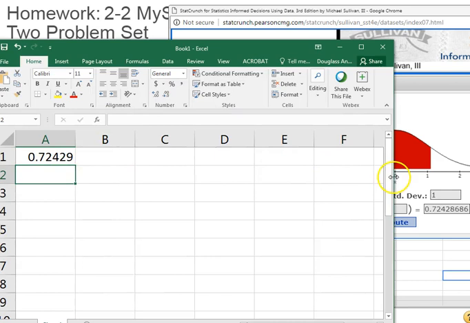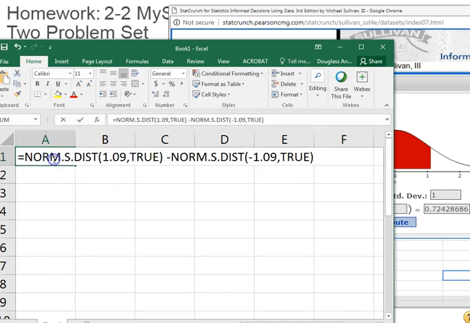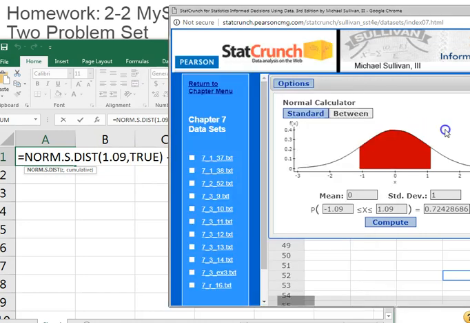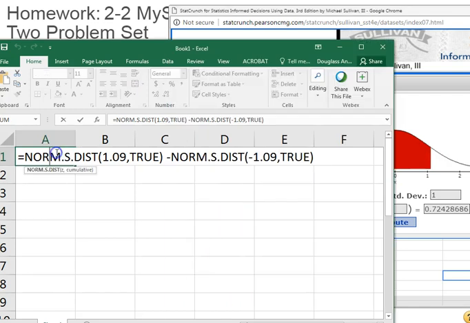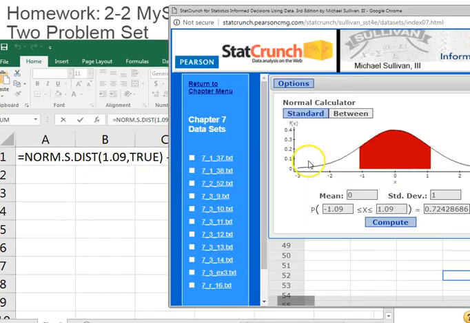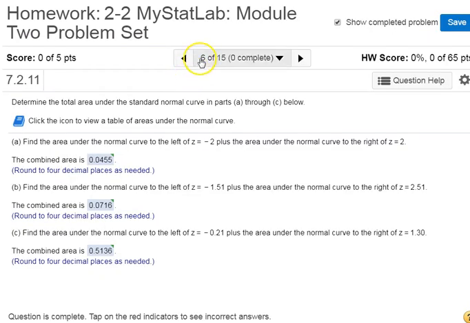Again, you can use Excel to get that same value. Use that same formula, but take the z-score that's further to the right and then subtract the z-score that's further to the left. So I entered the 1.09 first in Excel and then subtracted away the negative 1.09, because that z-value is further to the left.